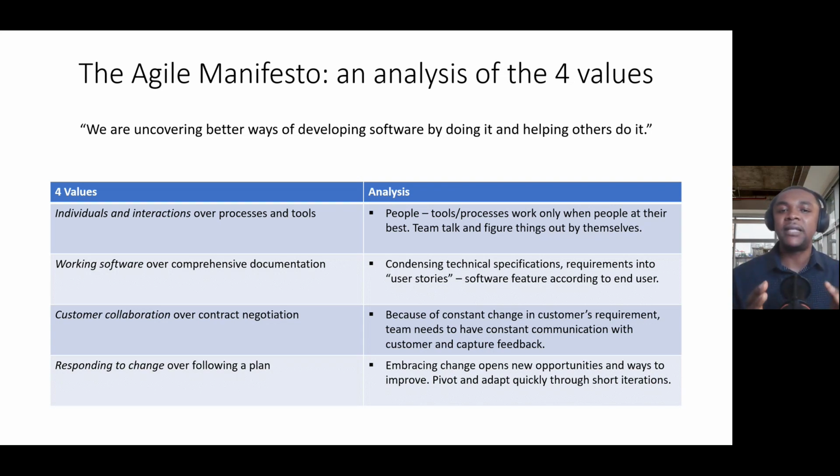But in an agile environment, the emphasis is the people. The tools and the process work if the people, the team, can figure it out by themselves. The people need to perform or be at their optimal level, right? It is very difficult to be able to deliver value when people are not at their optimal level. So the people are the emphasis there.